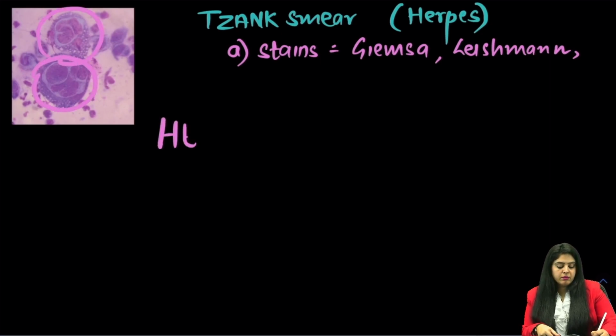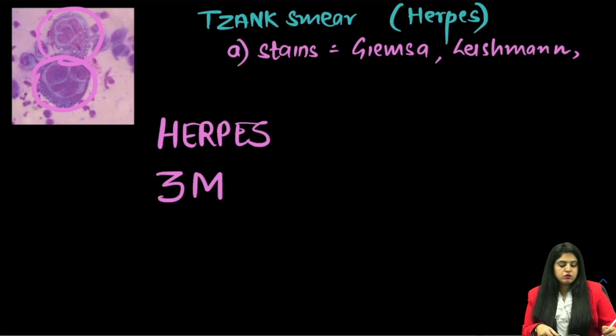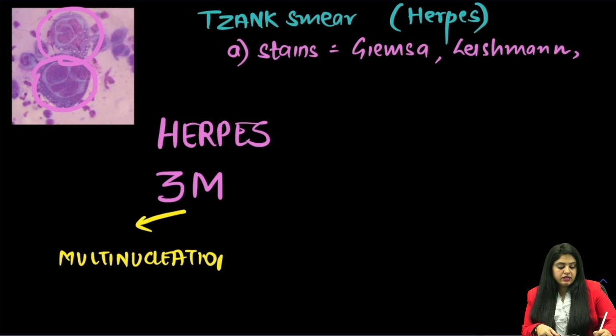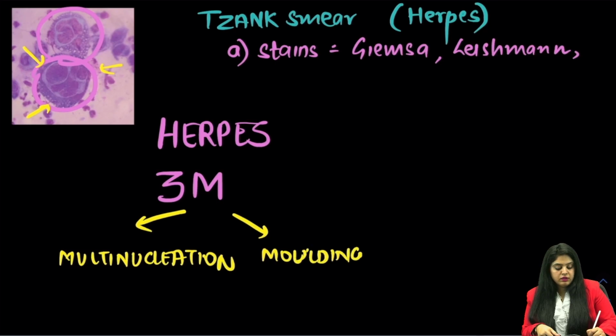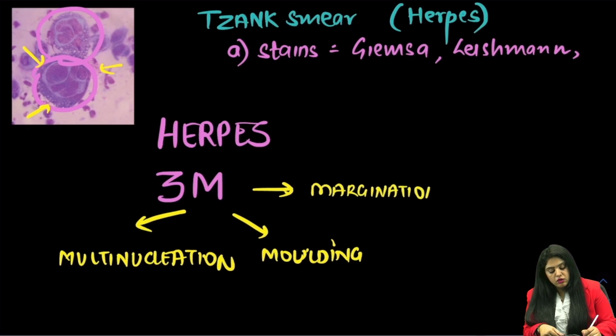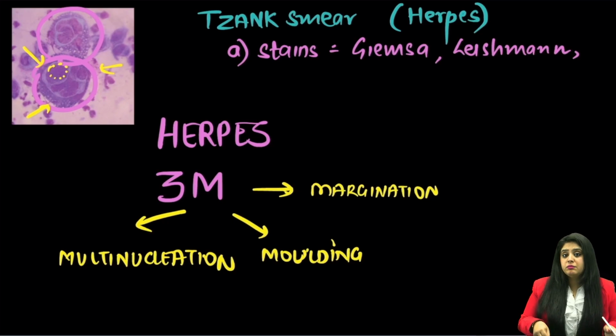Firstly, whenever you're talking about herpes, you get to see the 3 M's, which I've taught you a million times earlier. What are the 3 M's? Firstly, the cells are going to be multinuclear. There is multinucleation. You can very well see there are lots of nuclei present. Second, there is going to be molding. All the nuclei are fitting into each other. Thirdly, there is going to be margination. The nuclear chromatin is all at the margin. So there is multinucleation, molding, and margination.